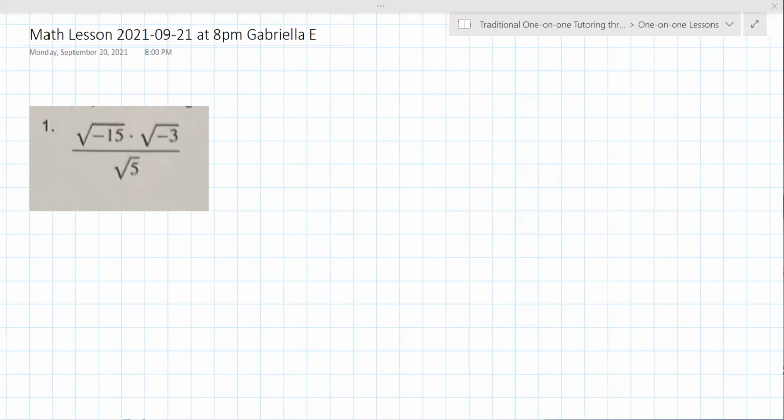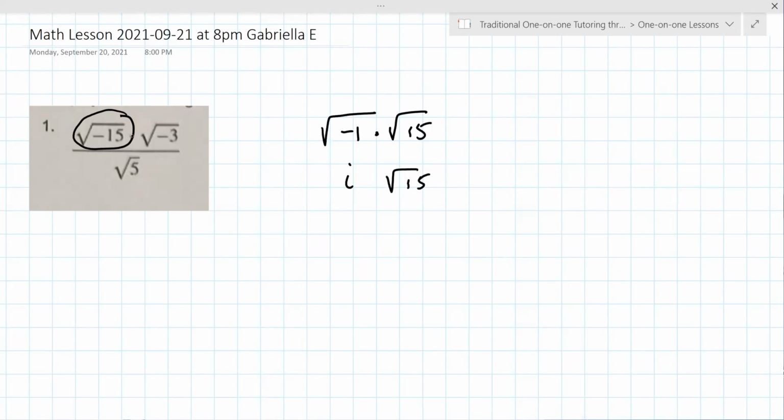Okay, I have no idea, honestly. Okay, let's do it as if it's a multiplication. So it's 3 things. This square root of negative 15 is the square root of negative 1 times the square root of 15. Is that all right? Yes. So that's i, and that's the square root of 15. That's just what it is.